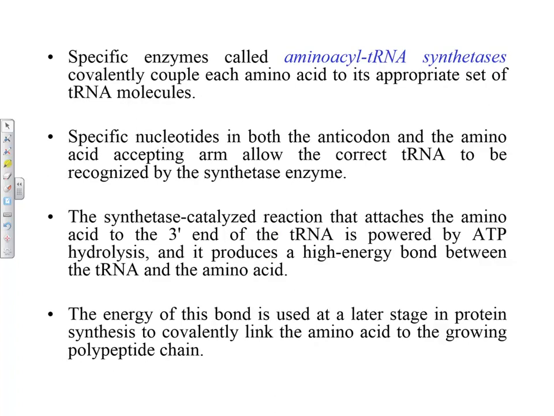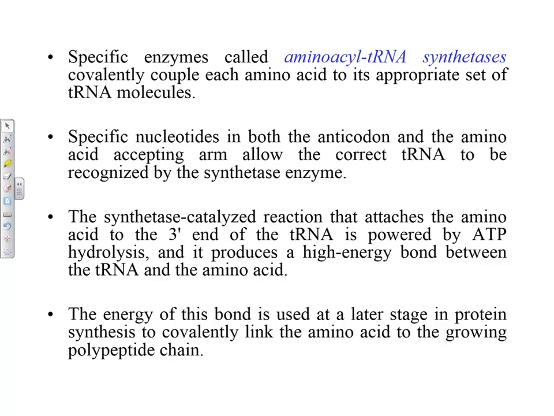Now there are specific enzymes which are called amino acid tRNA synthetases which covalently couple each amino acid to its appropriate set of tRNA molecules. Because depending on the anticodon in the tRNA, you should have the correct amino acid that is linked to it. And there are enzymes that will do that. So specific nucleotides in both the anticodon and the amino acid accepting arm allow the correct tRNA to be recognized by the synthetase enzyme.